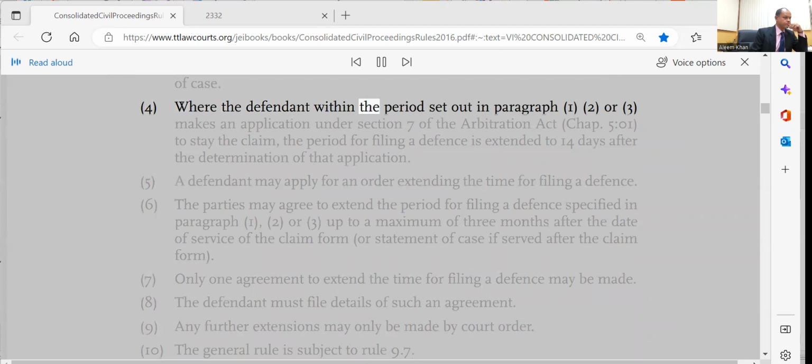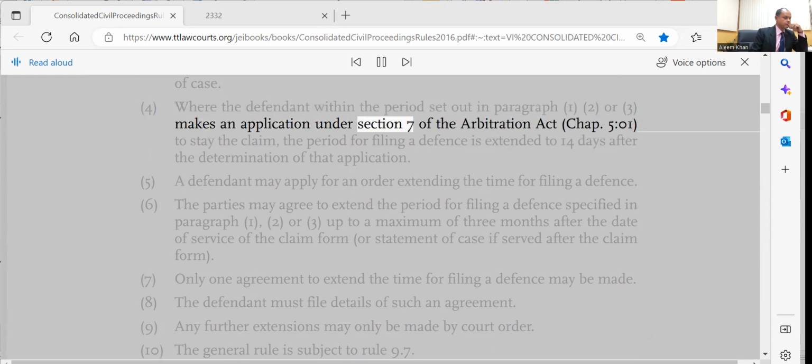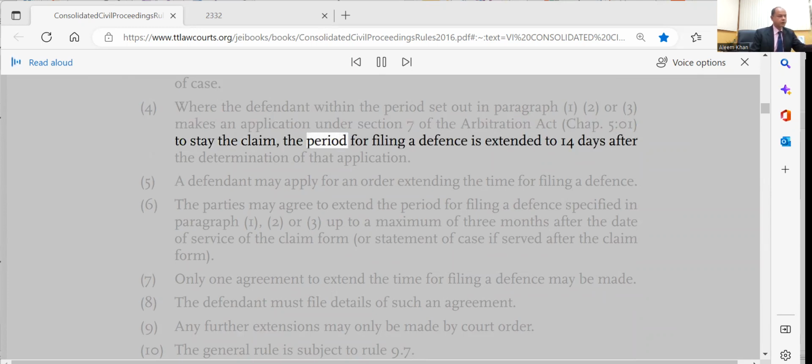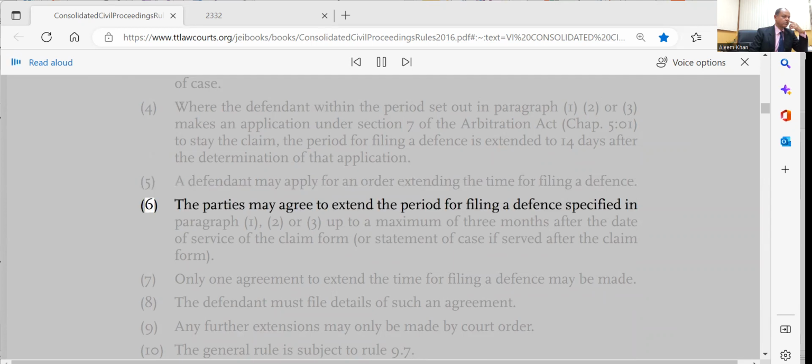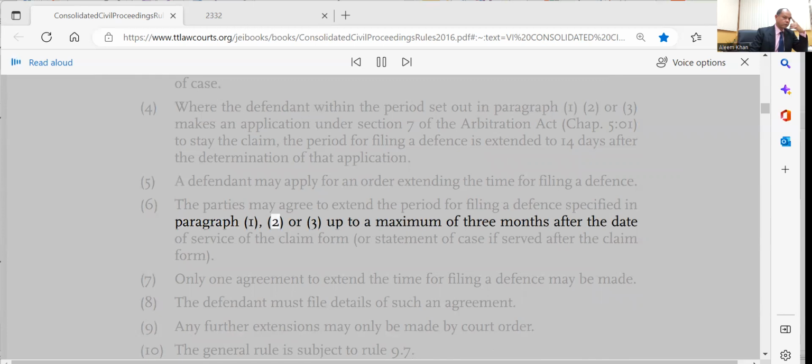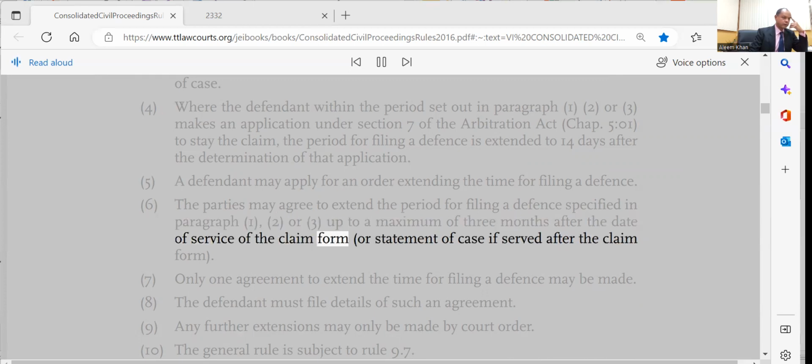4. Where the defendant within the period set out in paragraph 1, 2, or 3 makes an application under Section 7 of the Arbitration Act, Chap. 501, to stay the claim, the period for filing a defense is extended to 14 days after the determination of that application. 5. A defendant may apply for an order extending the time for filing a defense. 6. The parties may agree to extend the period for filing a defense specified in paragraph 1, 2, or 3, up to a maximum of 3 months after the date of service of the claim form, or statement of case if served after the claim form.